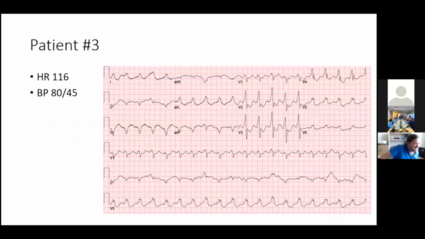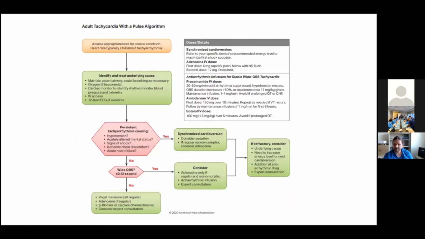All right, let's get into tachycardia. Patient number 3, we're going to talk about. This is somebody presenting with a little bit of shortness of breath and dizziness, heart rate 116, blood pressure 80/45. Now, the tachycardia algorithm, again, we still have the same questions of, is there any hemodynamic compromise? In people with ischemic chest discomfort, rising troponins, I always think about that as falling underneath the relatively unstable arm and really think about cardioverting relatively urgently.